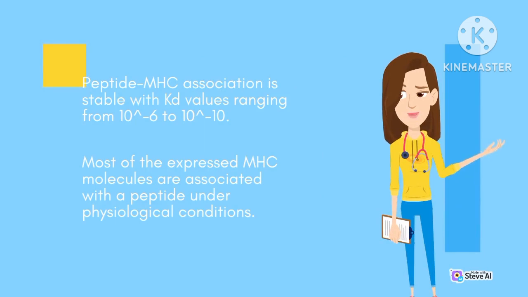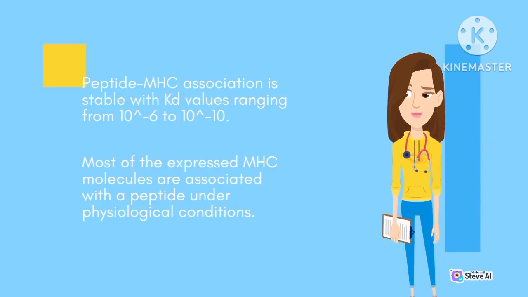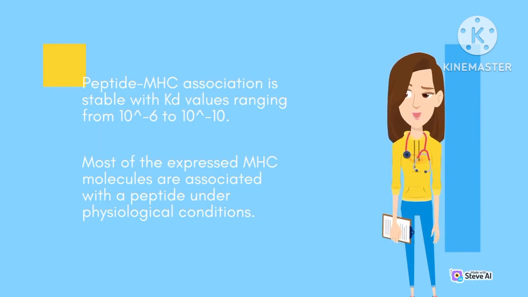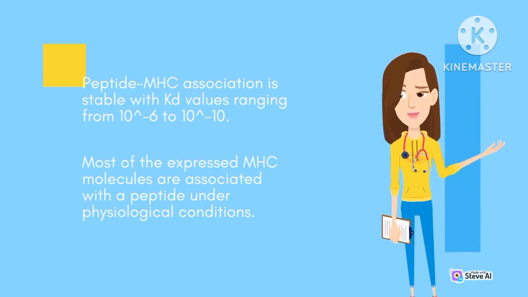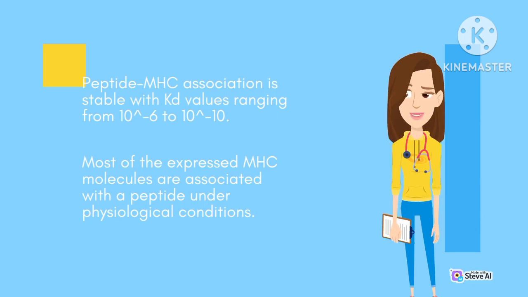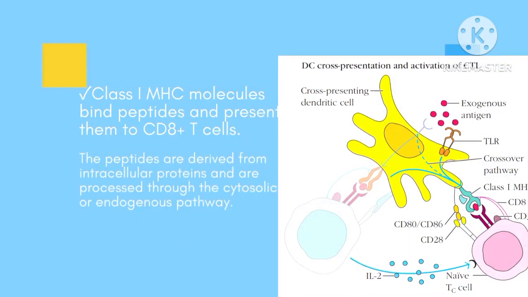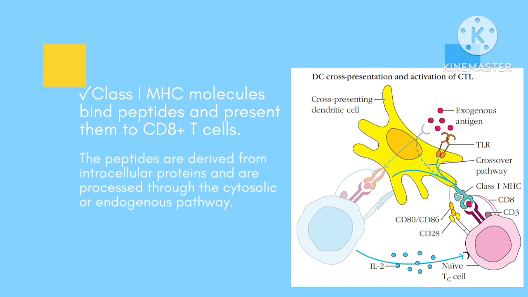Peptide MHC association is stable with Kd values ranging from 10 to the power of -6 to 10 to the power of -10. Most of the expressed MHC molecules are associated with a peptide under physiological conditions. Class I MHC molecules bind peptides and present them to CD8+ T cells. The peptides are derived from intracellular proteins and are processed through the cytosolic or endogenous pathway.